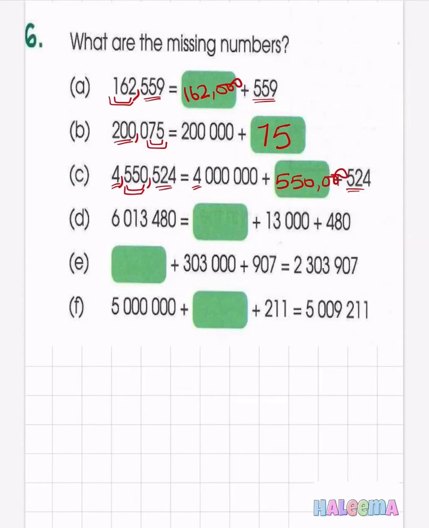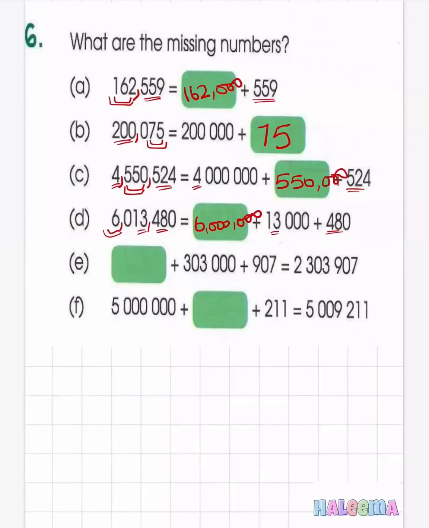Next one, 6,013,480. 480 is done for us. 13,000 is written for us. What we're left with is 6 million. 6 million has 6 zeros. Oh, look at the next one. Again, they've done it tricky for us. They've shifted the number on the other side, but the method is the same.